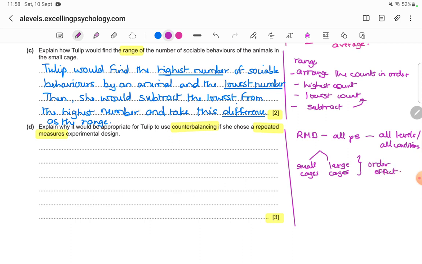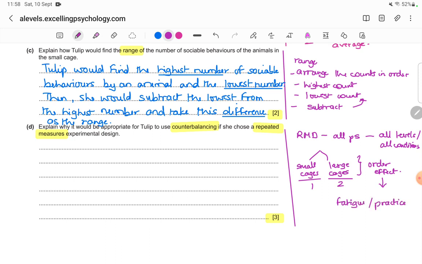Okay, so let's imagine she's putting all the animals in small cages first for a few days, or say 1 day also, or half a day also. Then she's putting all the animals in large cages. And again she's measuring their sociable behaviors. What type of order effect could take place? Either practice or fatigue. Let's consider fatigue first.